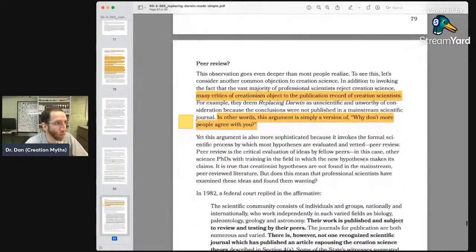So let's talk about peer reviews. What did I say here? "Many critics of creationists object to the publication records of creation scientists." Yeah, we do. I sure do, because the vast majority don't even try to publish. They don't even try. A few do. To their credit, they'll have one or two papers here and there. Douglas Axe has a famous paper. Michael Behe has a famous paper, both of which could be construed as being creation friendly.